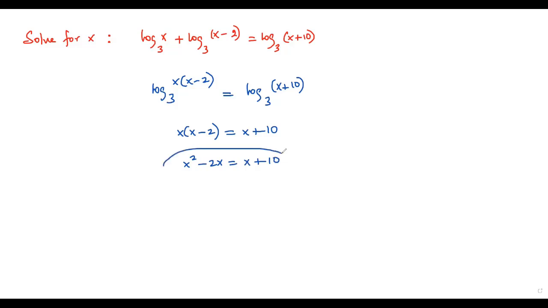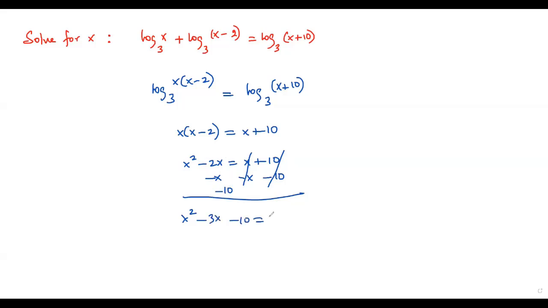Here I got a quadratic equation, but it's not in standard form. Standard form means we must have 0 on the right side. So I have to get rid of x and positive 10. I subtract x from both sides, and also subtract 10 from both sides. Then x and negative x cancel, positive 10 and negative 10 cancel. Combining the x terms, I get x squared minus 3x minus 10 equals 0. Now we have a quadratic equation in standard form.